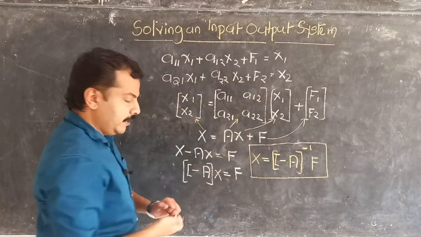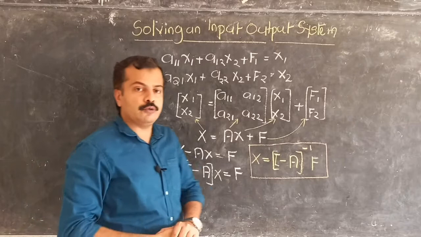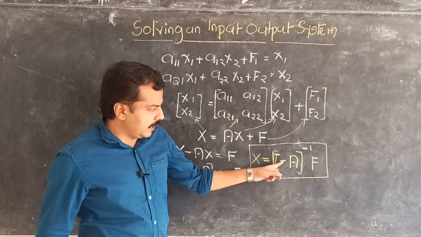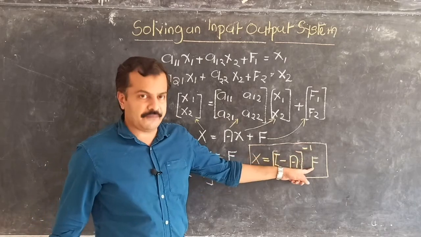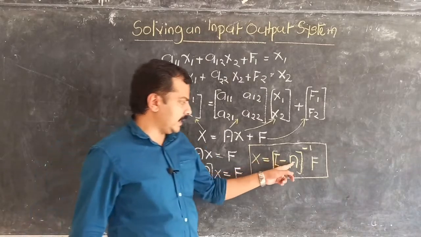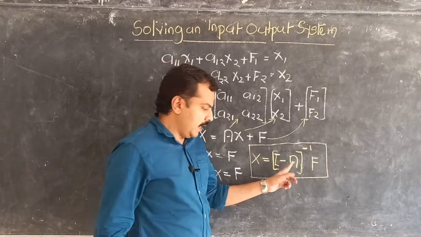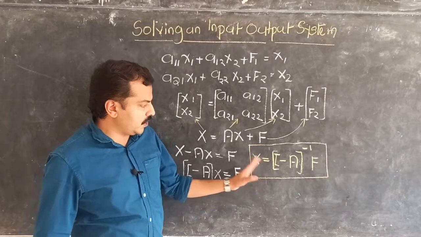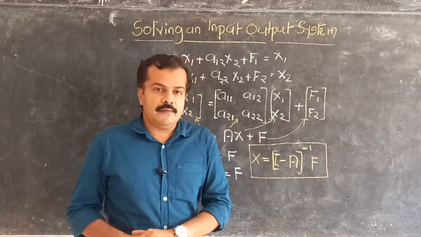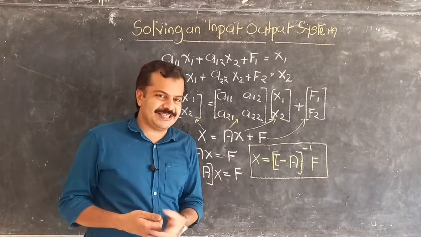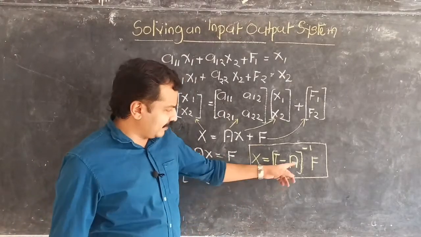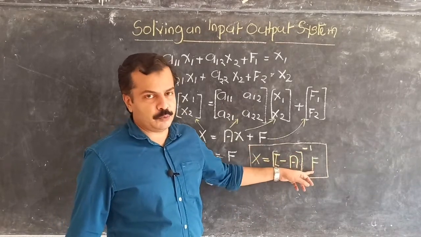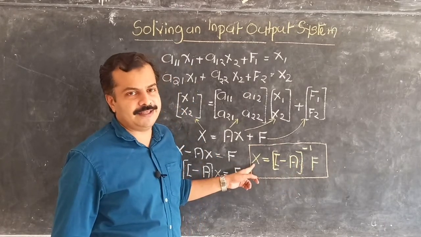So for solving an input-output flow table, we have this equation where X equals (I minus A) inverse into F. Here, I minus A is known as the Leontief matrix. So we can calculate the gross output by using this equation. And next, we will see how we can use this matrix terminology to calculate the technological coefficients, to calculate I minus A and find its inverse, and multiply it with F, so that we can find out the value for the gross output.